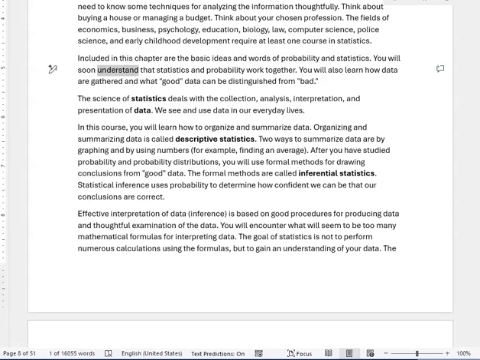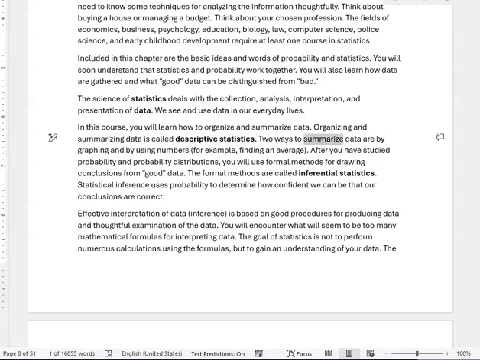You will soon understand that statistics and probability work together. You will also learn how data are gathered and what good data can be distinguished from bad. The science of statistics deals with the collection, analysis, interpretation, and presentation of data. We see and use data in our everyday lives. In this course, you will learn how to organize and summarize data. Organizing and summarizing data is called descriptive statistics.